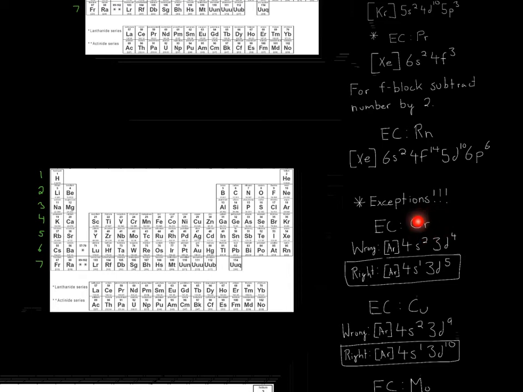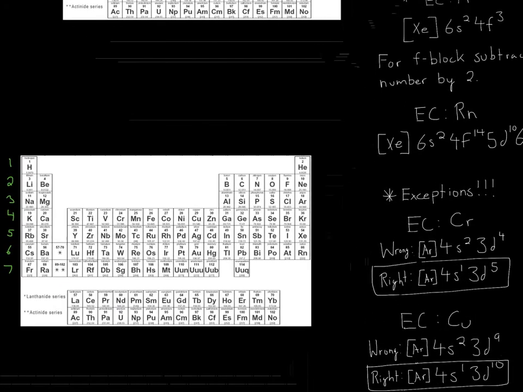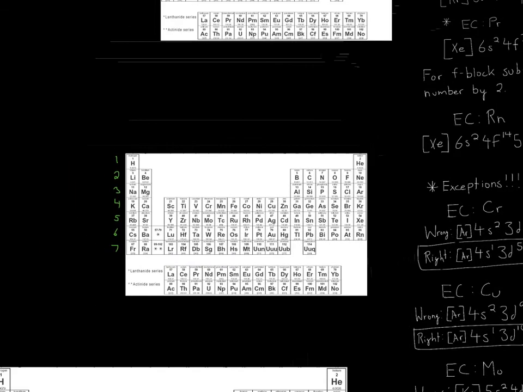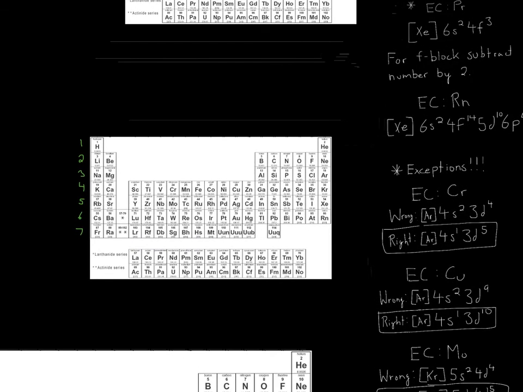The exception I'll show is chromium. Chromium starts right here. Let me do the standard procedure and see what happens. I go to chromium, I see that's the fourth period, I go up, I see that argon is the noble gas I will use. You see argon right here.